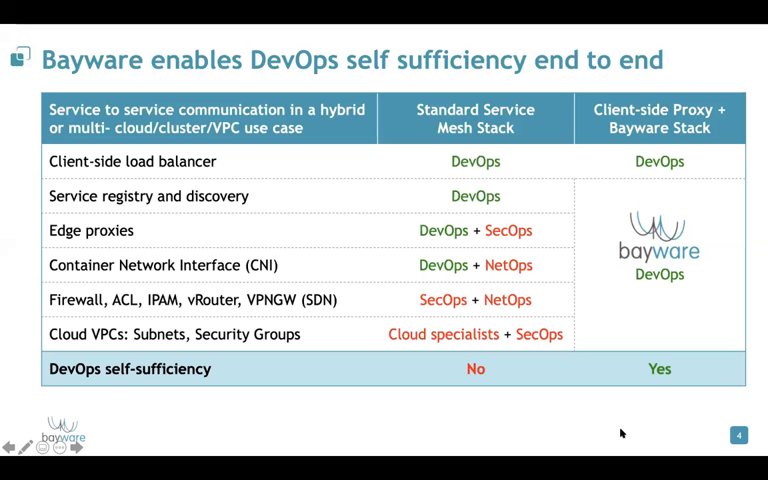Bayware enables DevOps to be self-sufficient. For a highly distributed use case, a standard service mesh stack requires you to configure multiple solutions with a lot of help from additional experts. Bayware works with any client-side proxy to deliver all of the services from the service registry and discovery all the way through to security in an all-in-one solution that DevOps can manage.